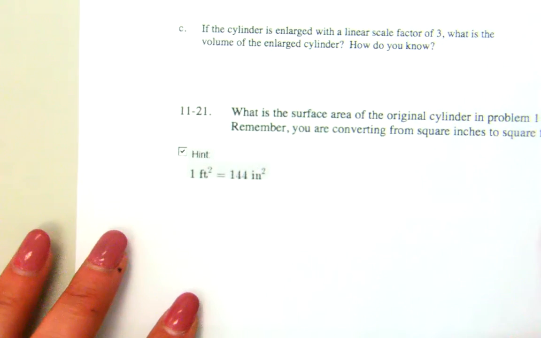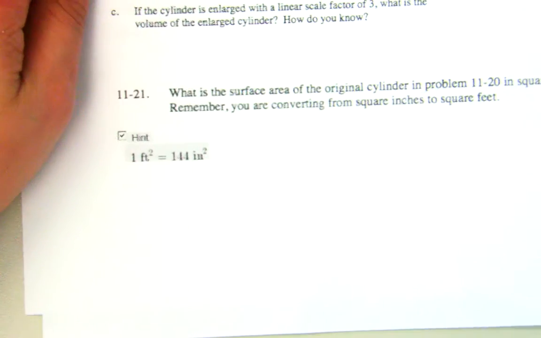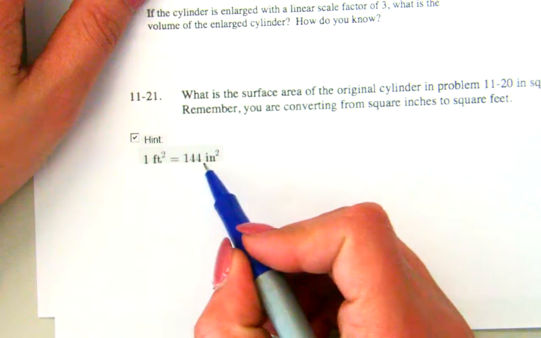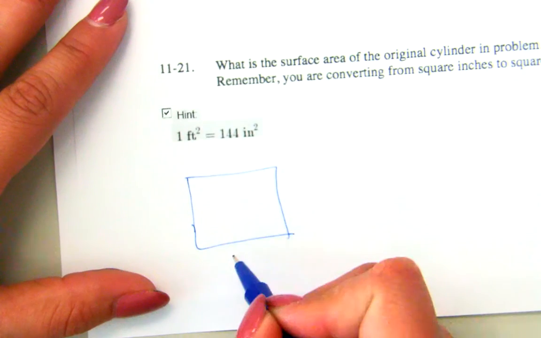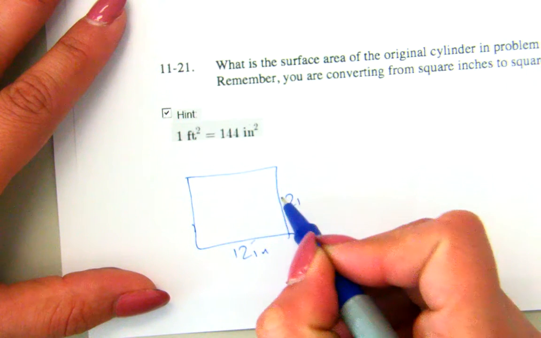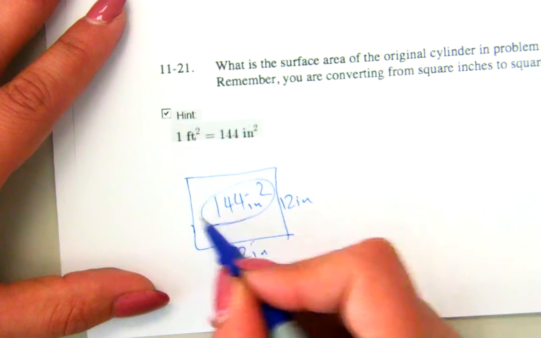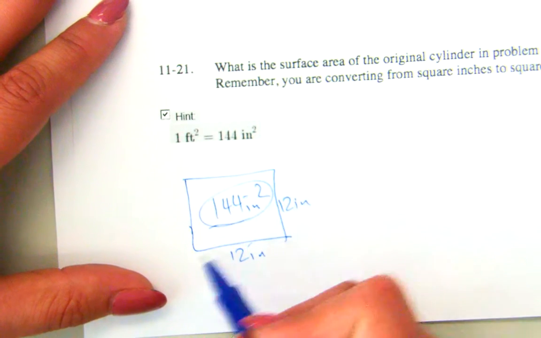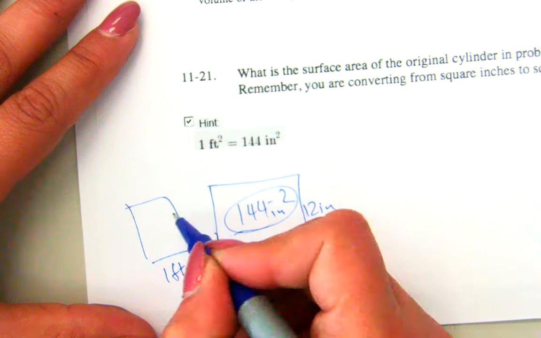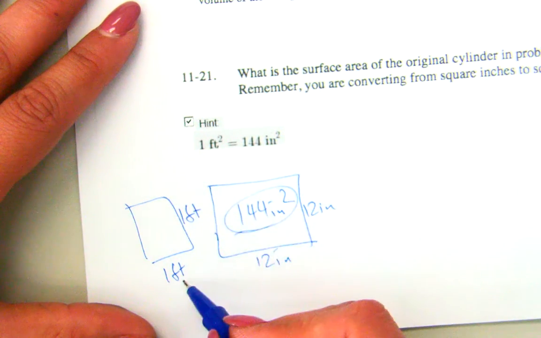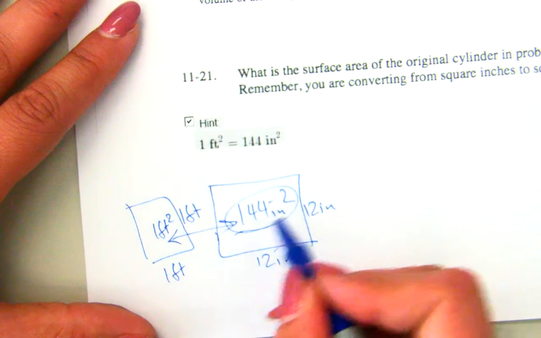That was 20. 21. What's the surface area of the original cylinder in square feet? Remember, you're converting from square inches to square feet. So 1 foot squared is actually 144 inches squared. And if you're not sure why, it's because if you take a square and you do 12 inches by 12 inches, you get 144 inches squared. That's the area. That's how many little tiny squares you're going to have in there if it's 12 by 12. So this is the same thing as if you take a square and it's 1 foot by 1 foot, because 12 inches is the same as 1 foot. So 1 foot squared is the same as 144 inches squared.